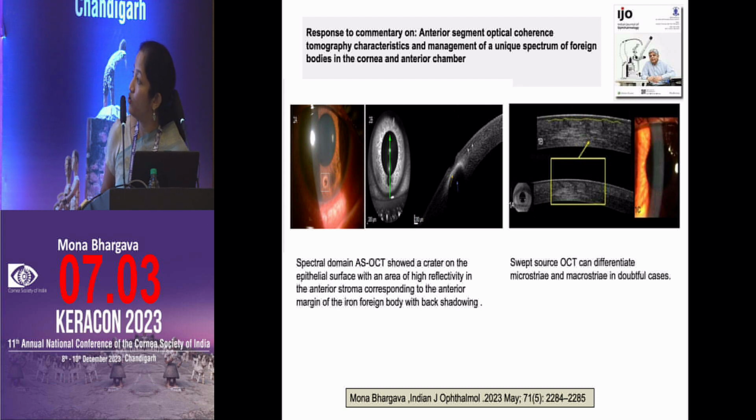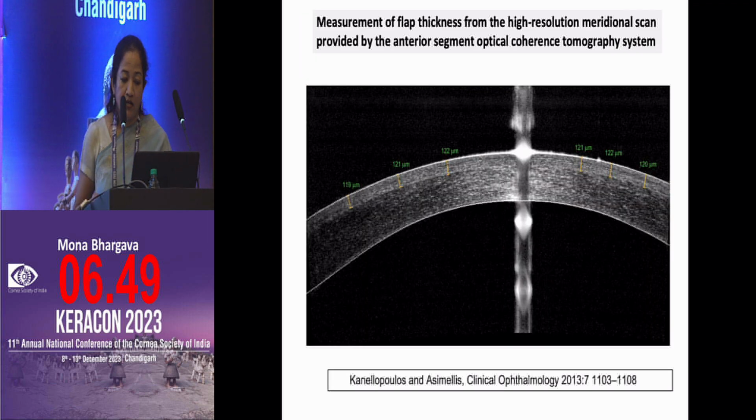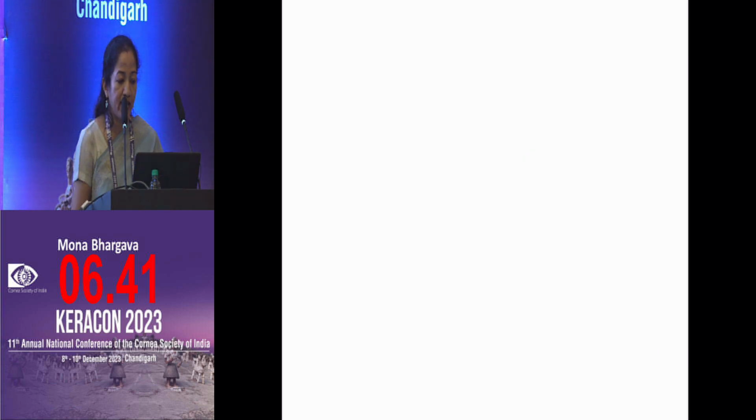This is in spectral domain OCT, and herein we can differentiate between the microstriae from macrostriae in swept source OCT, where a longer wavelength of light can finally delineate the corneal boundaries with less distortion. Flap thickness and diameter can be accurately measured in these high resolution scans.